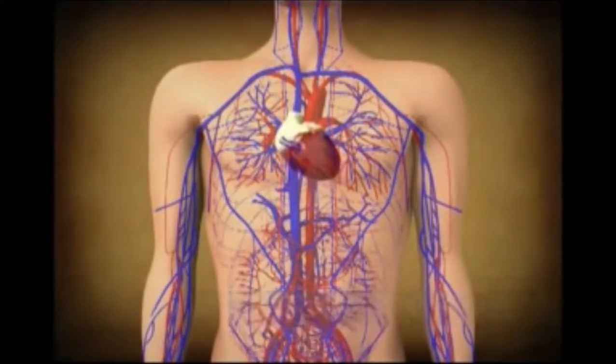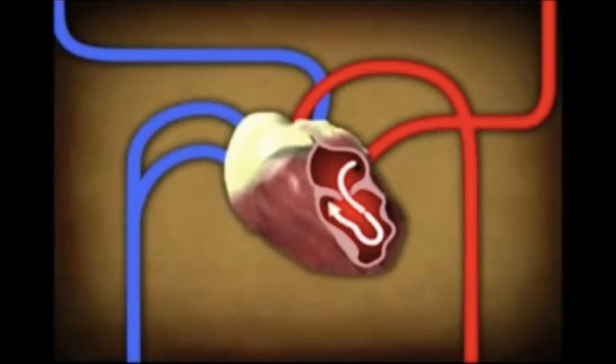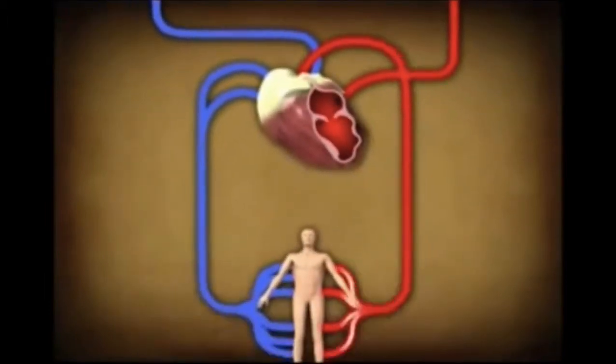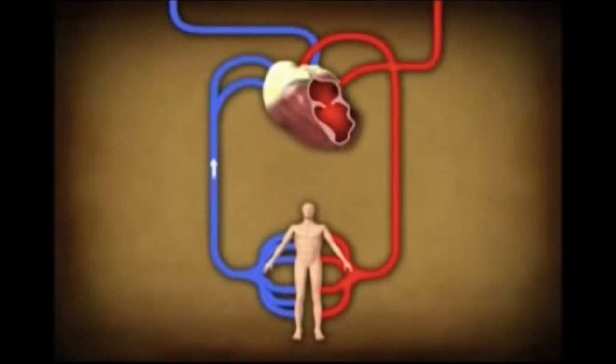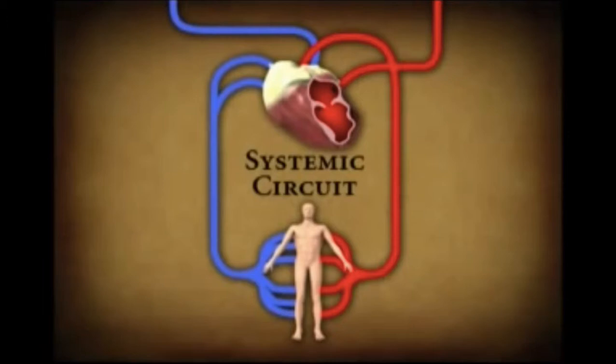pump, the heart. The left side of the heart receives oxygenated blood from the lungs and pumps it to cells and tissues throughout the body. The blood then returns to the right side of the heart. This is called the systemic circuit.